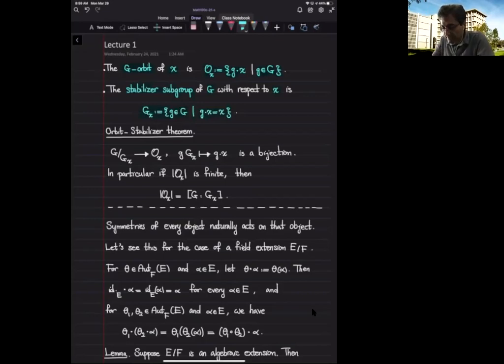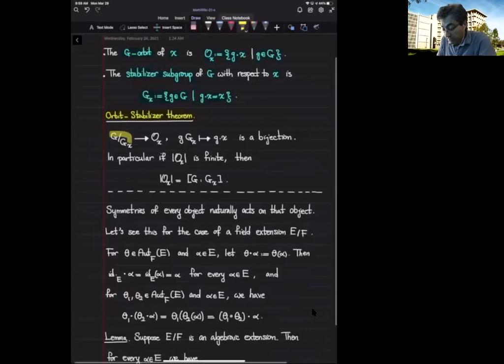So the orbit stabilizer theorem says that there is a bijection between the left cosets of the stabilizer subgroup with respect to x and the G orbit of x. And what is the bijection? We send the coset represented by the element g to where g sends x. So the coset represented by g is sent to g dot x, and this is a bijection.